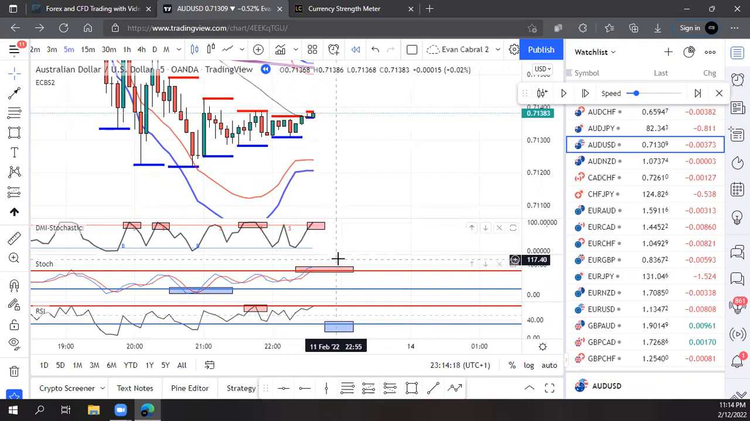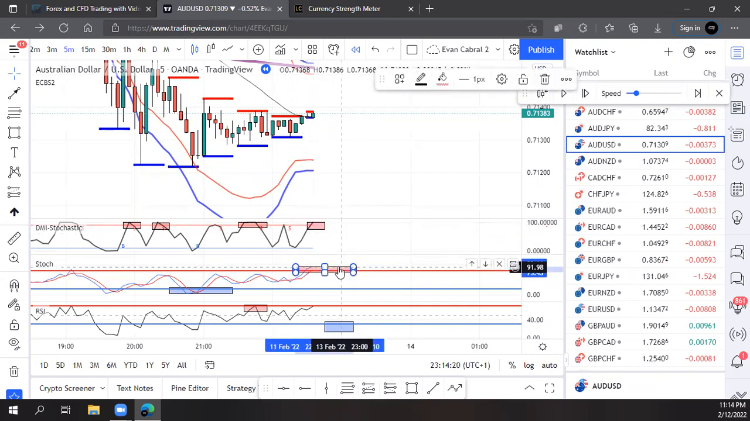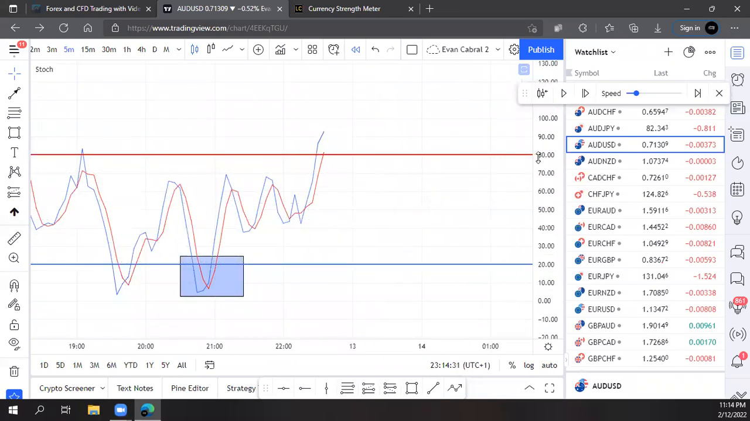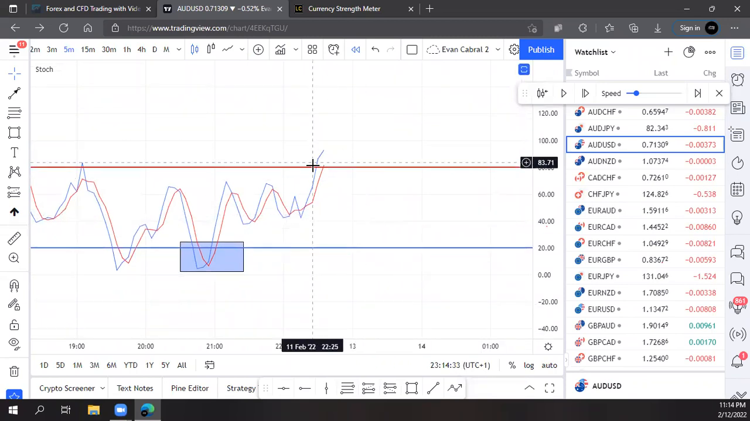Then now the fourth one is what? Is the stochastic. Do we have the stochastic at the red as well? Look at it. Is the stochastic at the red? We have it at the red, Abby. Right, it's right there.